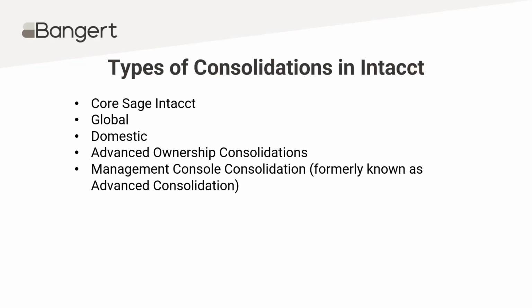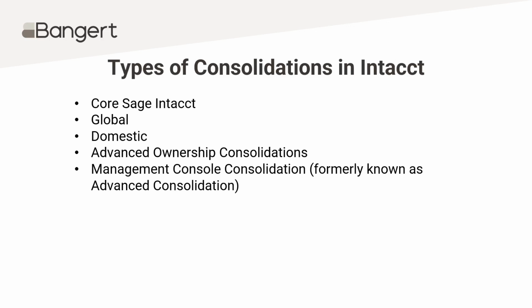Now we're going to talk about advanced ownership consolidations. But before we talk about those, I want to talk about the different types of consolidations in Intacct. So you've got your core Sage Intacct way of consolidating. You've got global, domestic, advanced ownership consolidations, which is what I'm going to cover, and the management console consolidation. Now, this was formerly known as advanced consolidation. So don't mix up advanced ownership consolidations with the formerly known as advanced consolidation.